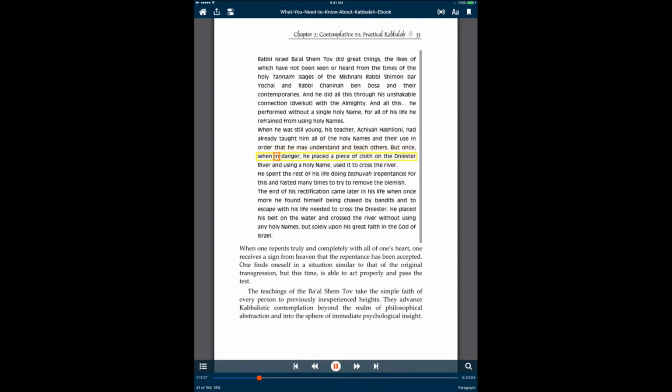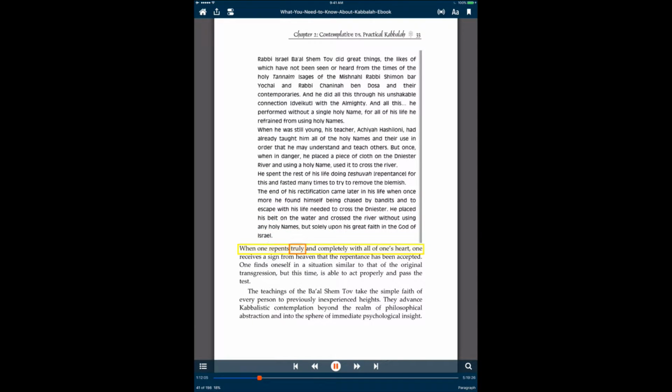But once, when in danger, he placed a piece of cloth on the Dniester River and, using a holy name, used it to cross the river. He spent the rest of his life doing teshuvah, repentance for this, and fasted many times to try to remove the blemish. The end of his rectification came later in his life when once more he found himself being chased by bandits, and to escape with his life needed to cross the Dniester. He placed his belt on the water and crossed the river without using any holy names, but solely upon his great faith in the God of Israel.